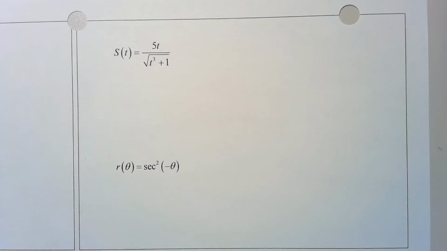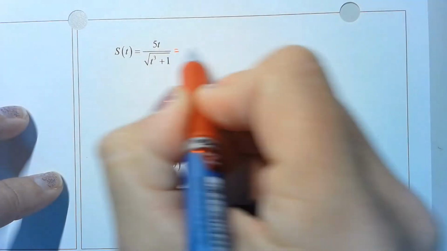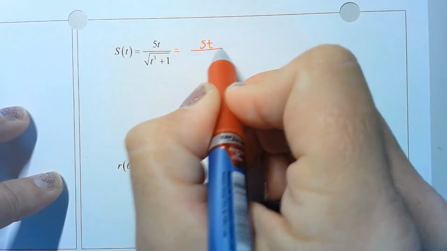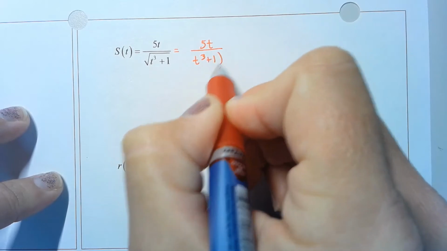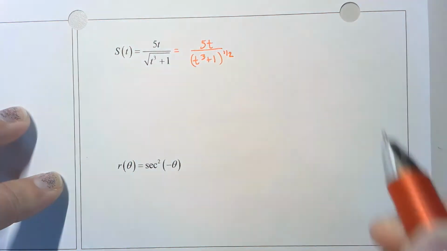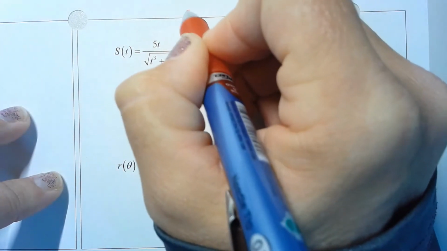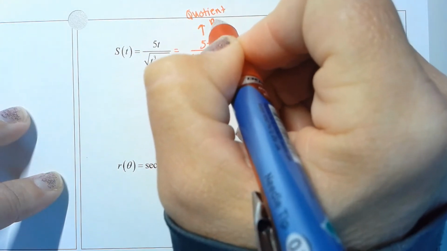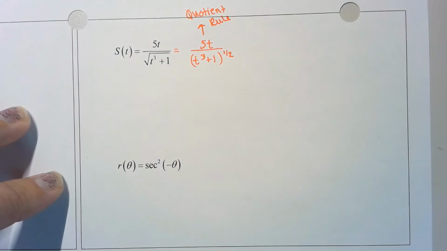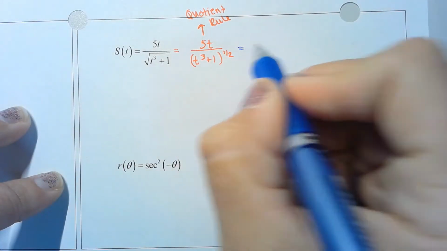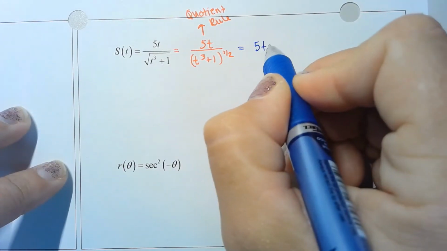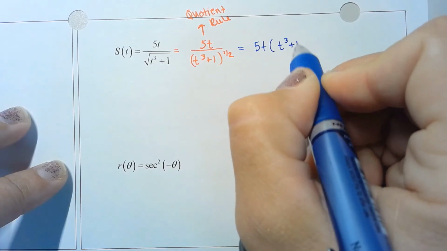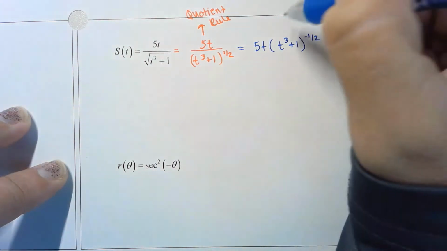Okay. So if you would like to, you may write this as 5t over t cubed plus 1 to the 1/2 and use the quotient rule. Making sure I didn't have that out of the screen there. Or you could write this as 5t times t cubed plus 1 to the negative 1/2.